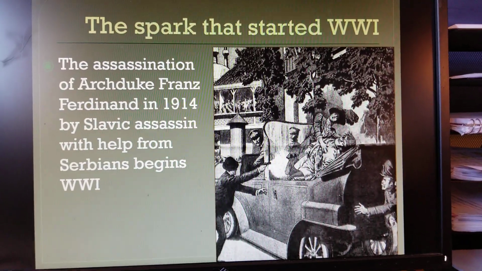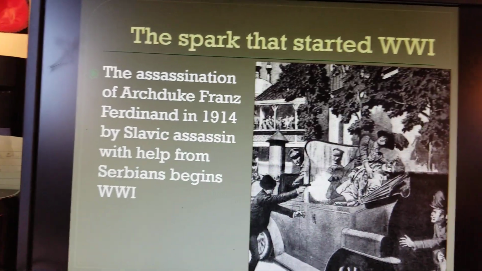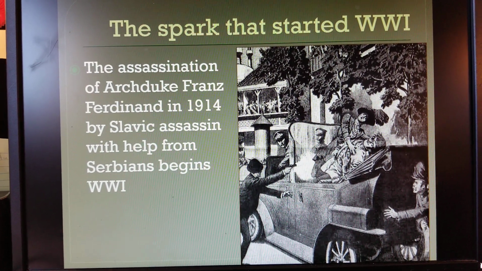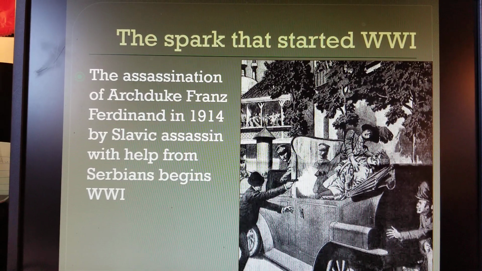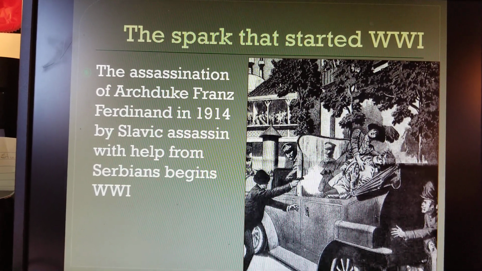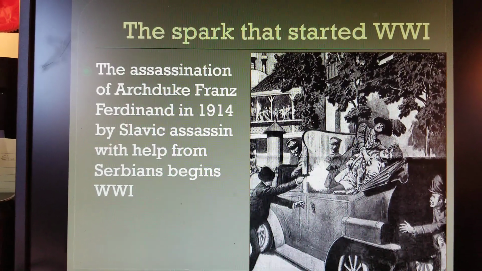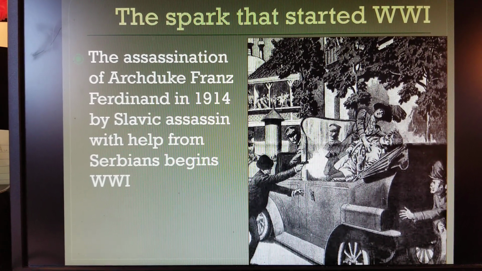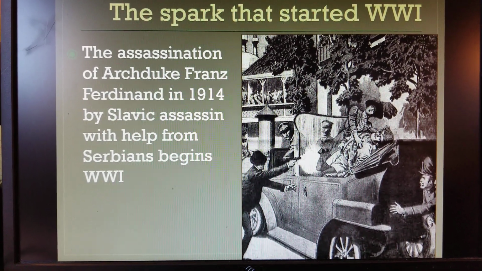All right. The spark that started World War I, all of the things that we talked about previously, those were long-term things. Those were things that were leading up to war, and eventually it looked like the world was going to go to war. But the short-term cause, the thing that finally set it off, was the assassination of the Archduke Franz Ferdinand in 1914 by a Slavic assassin with help from Serbians, and that began the war.